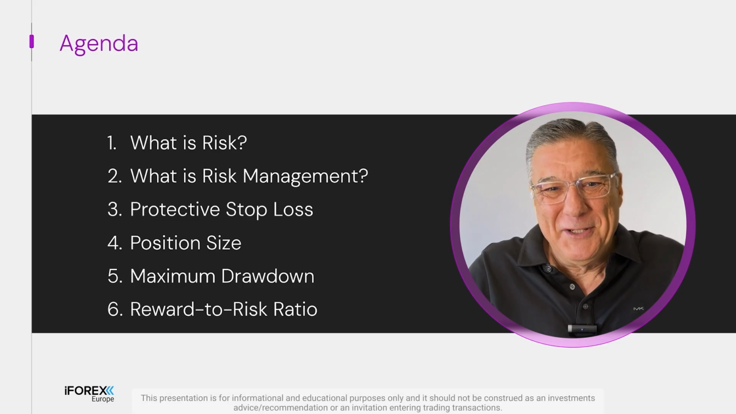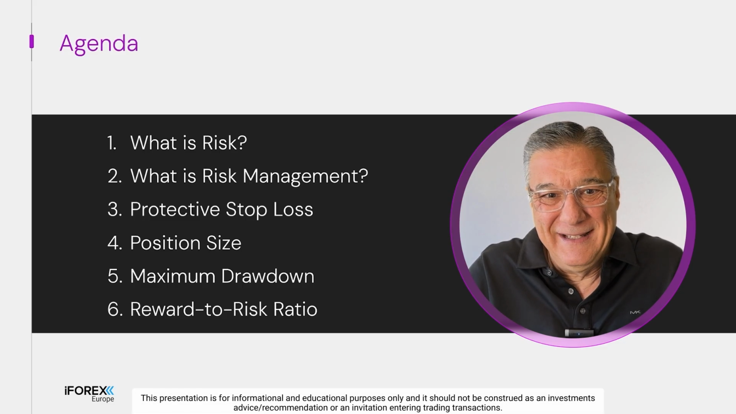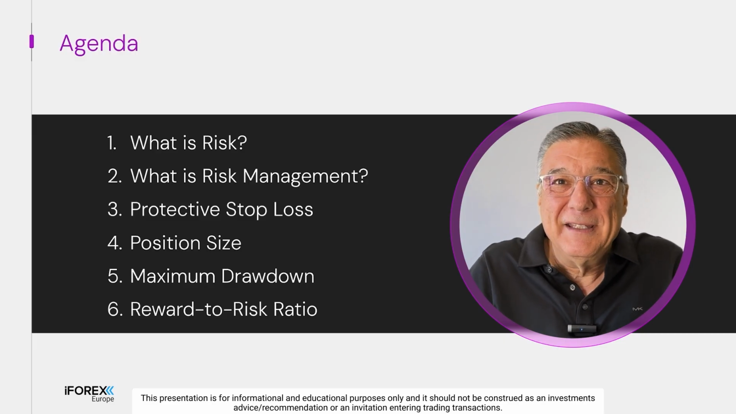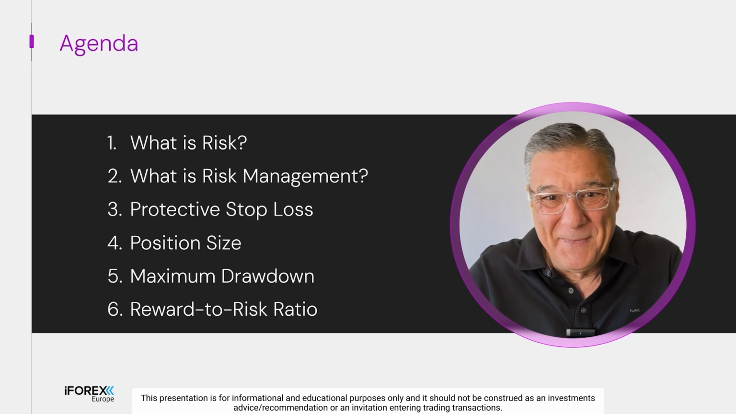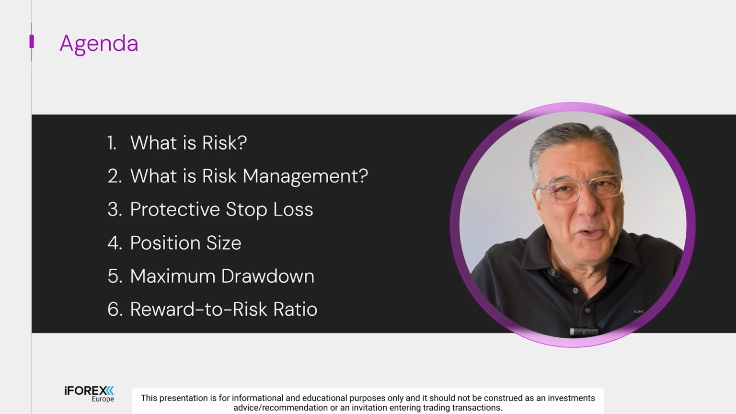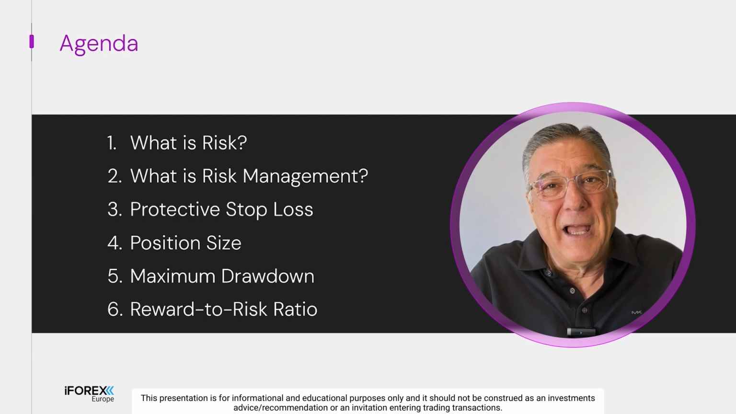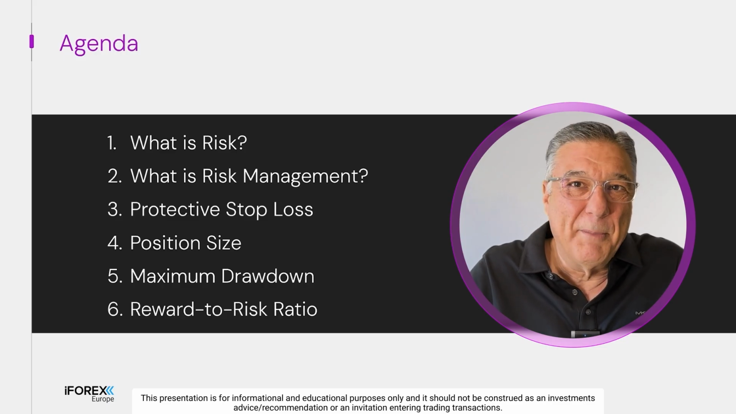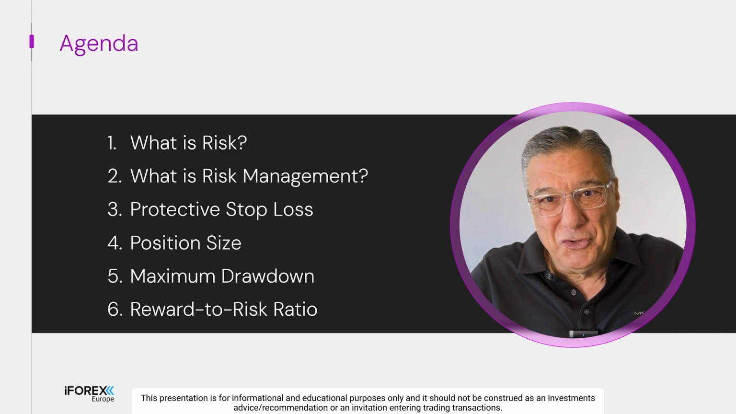Let's go through the agenda. What is risk? We're going to define risk. And then, of course, we're going to find rules that will allow us to mitigate the risk or risks. Then we're going to touch protective stop loss. Yes, protective because it protects our capital. Then we're going to calculate our position, the position size that is. And we're going to talk about maximum drawdown and reward to risk ratio.